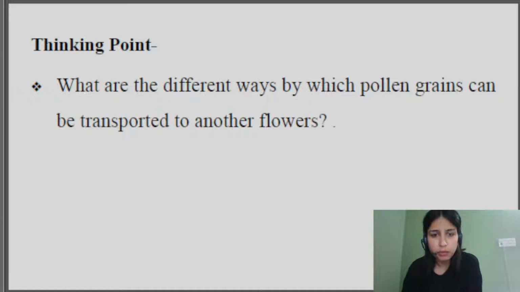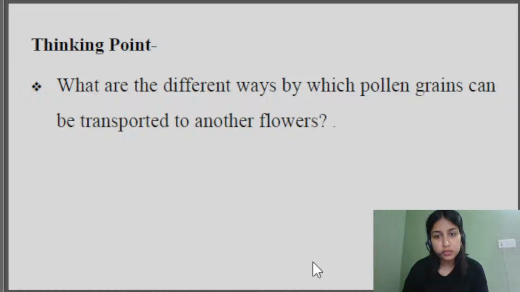Yes, we have this thinking point here: what are the different ways by which pollen grains can be transported to another flower? From the starting we are discussing different types of external agencies that are required for the transfer of pollen from one place to another. So what do you think, what are the different types of agencies which can be involved for the transfer of pollen from one flower to another, or from the anther to the stigma of the other flower? You can think upon it and enter your responses in the chat box. I can look upon them separately afterwards.